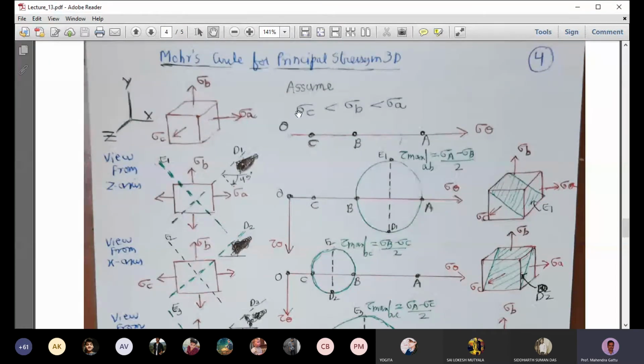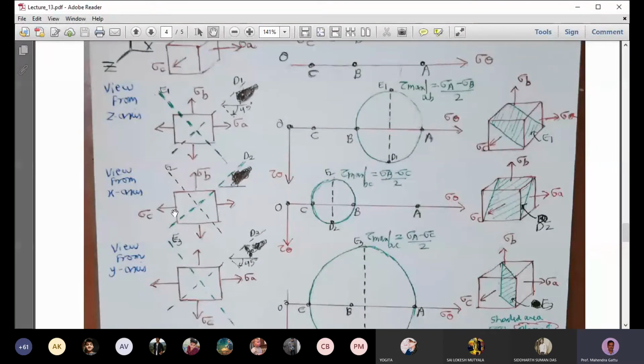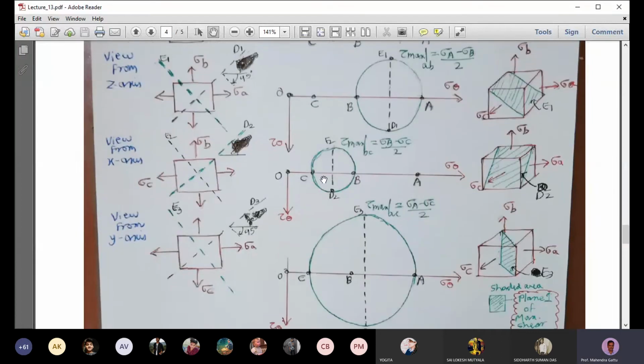Now what will happen if you view this stress element from the x-axis? So we are viewing from this direction here. If you view from this direction, we'll have sigma b on the top and sigma c to the left. So that is what is shown here. Sigma b from above and sigma c to the left. And now we are rotating this stress element with respect to the x-axis, so we'll get a Mohr circle in this way.